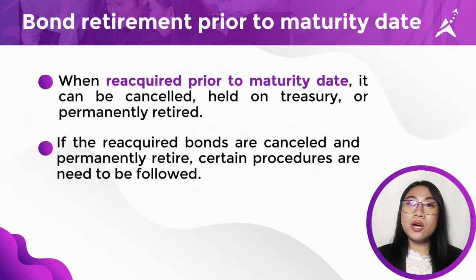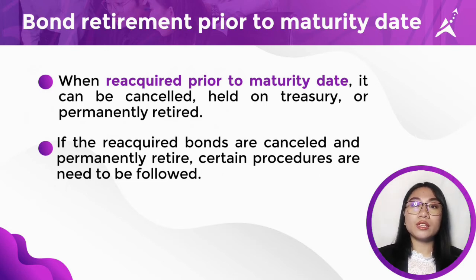On the other hand, bonds may be retired prior to the maturity date. In this case, the entity retires their bond earlier than the maturity date. So, kung yung maturity date natin ay March 1, 2025, yung entity ni-retire nila yung bonds on March 1, 2023. Mas maaga dun sa maturity date. So, bakit to nangyayari? Meron silang cash reserves or business operations nila.